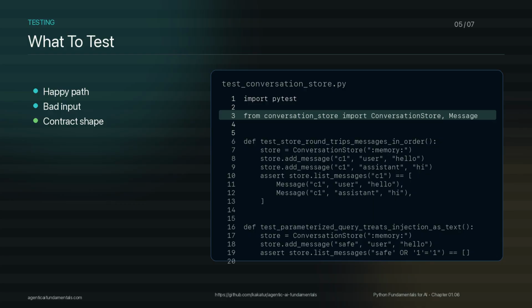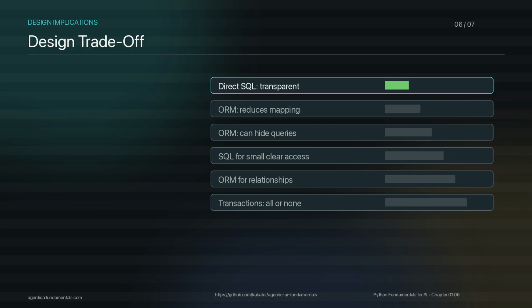Ordering matters for conversation history. If tests do not lock down the sort order, a prompt can receive the same messages in a different sequence and produce confusing results. Direct SQL is transparent and works well for small focused data access.